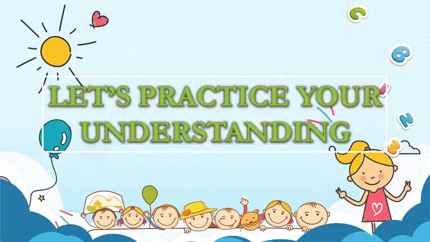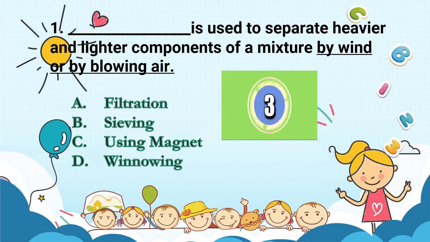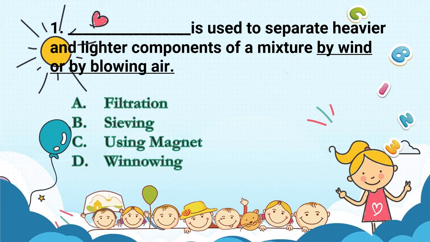Let's practice your understanding. Number 1. Blank is used to separate heavier and lighter components of a mixture by wind or by blowing air. Is it A. Filtration, letter B. Sieving, letter C. Using magnet, D. Winnowing. The correct answer is letter D, winnowing.